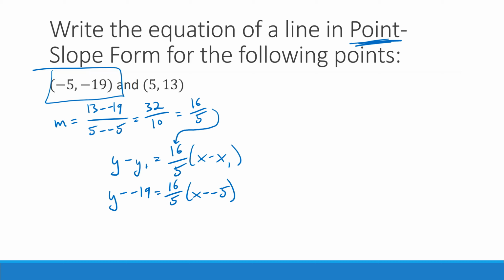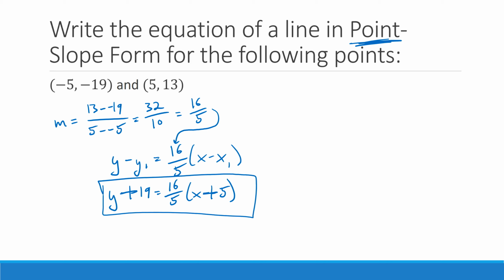Let's change these double negatives into a plus in both cases, because remember, the formula is lying to us. It's giving us a minus in the formula. So if I actually have a negative in my point, how it's going to look in the formula is y plus 19, x plus 5, and the reason is because the negatives cancel. So this is one possibility for a formula I have, but here there's actually a second possibility.